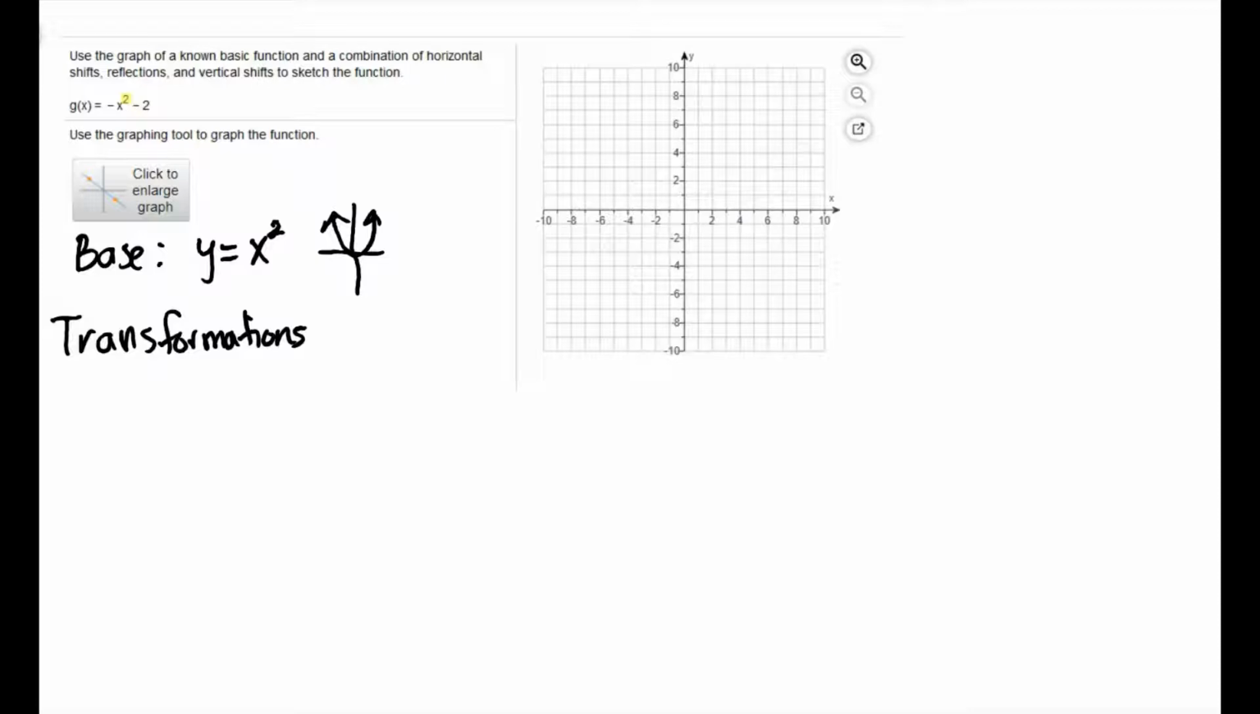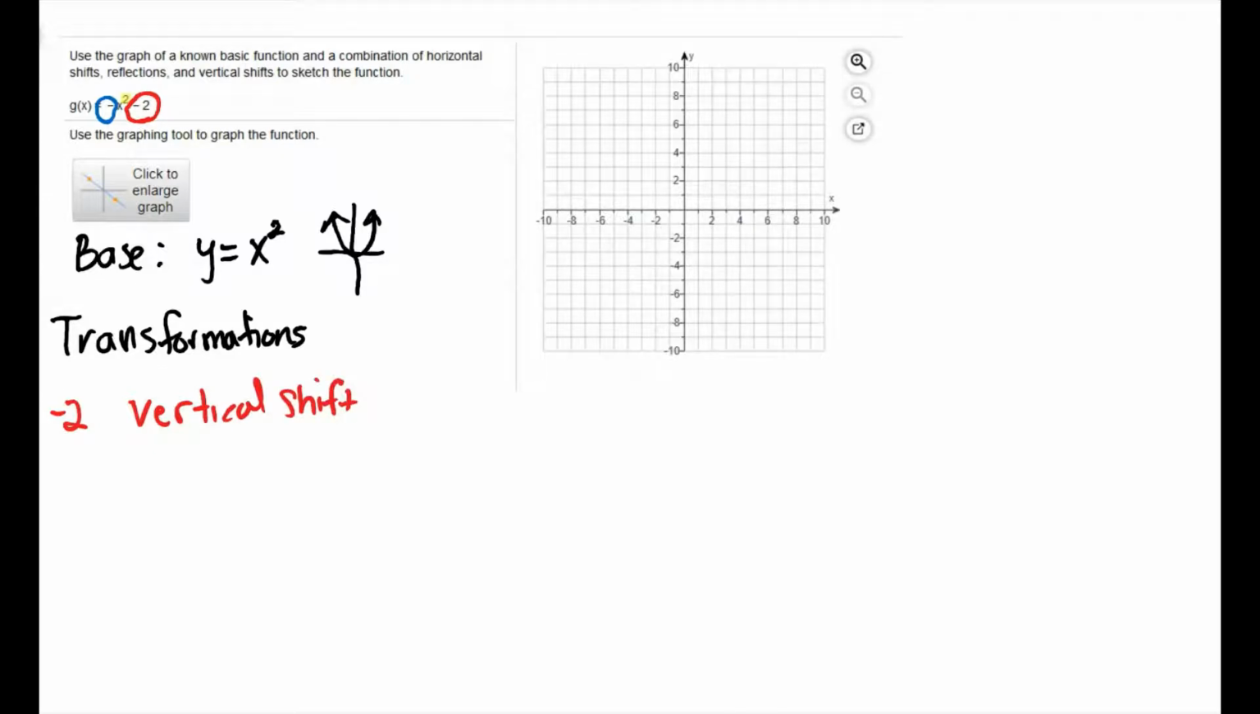So I've got a transformation right here of minus 2 and a transformation right here of this negative. Those are things that are going to change what the original graph looks like. So let's start with that minus 2. That minus 2 is a vertical shift.